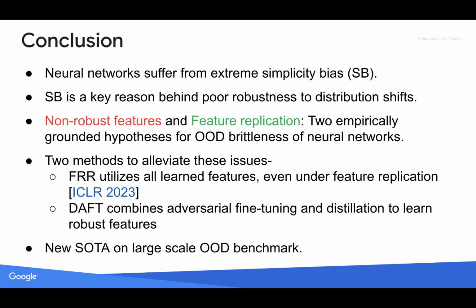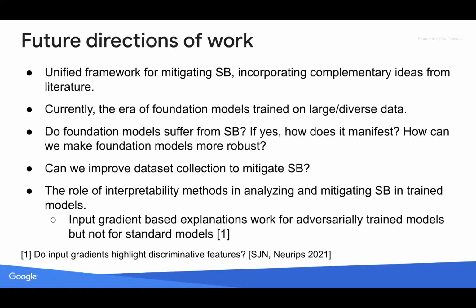So just to conclude, hopefully I've convinced you that neural networks suffer from extreme simplicity bias and that this is a key reason for the brittleness of neural networks to distribution shifts. In this line of work, we have identified two particular ways in which simplicity bias manifests itself. One is feature replication, the other one is non-robust features. And based on these insights, we design two different methods which can fix both of these issues and achieve state-of-the-art results on the DomainBed benchmark.